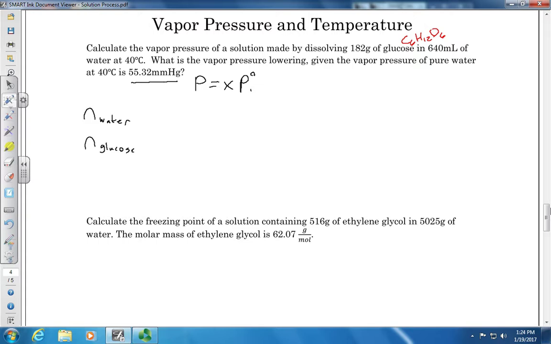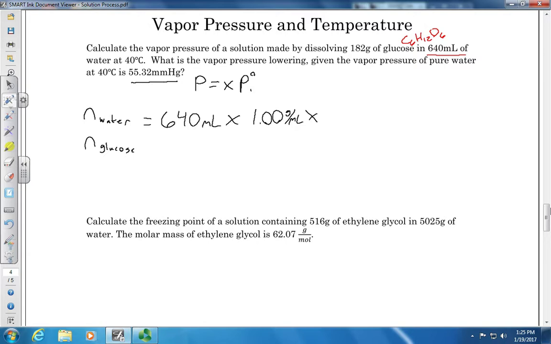So moles of water, we're given the volume of water, and knowing the volume of water and the density of water, we can solve for the mass of water, and from there we can find moles. So we're given 640 milliliters, and the density of water is approximately 1, so let's put 1.00 grams per milliliter, and that should give us grams.